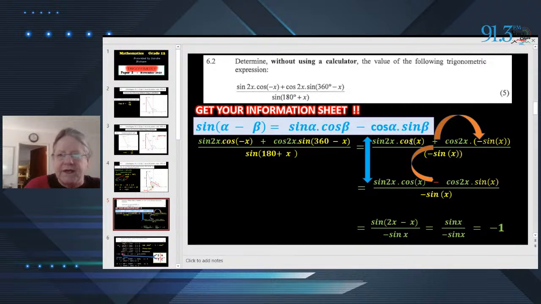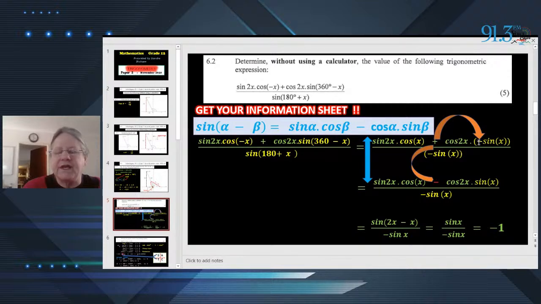Now cos negative x means if it's negative, you go around your Cartesian plane in a clockwise manner. And it will take you into the fourth quadrant. And cos is positive in the fourth quadrant with your All Stations to Cape Town. I have a slide a little bit further on where I explain that. So it becomes cos x, plus, we leave the cos 2x alone in the second bit.